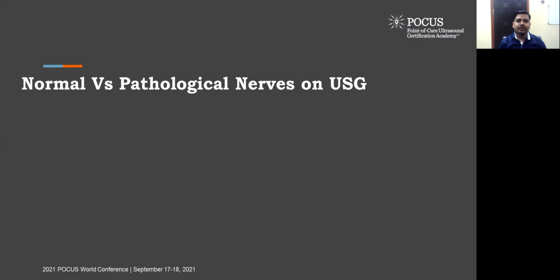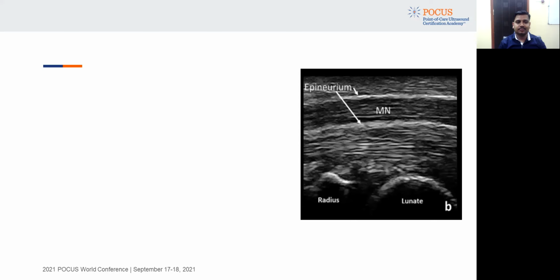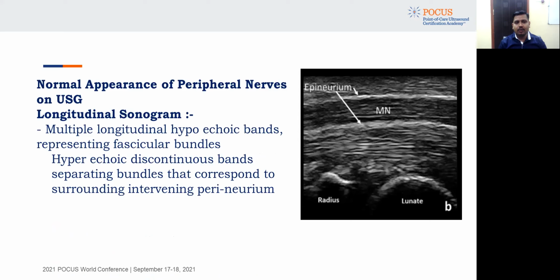So let's learn the appearance of normal versus pathological nerves on ultrasound. A normal peripheral nerve on longitudinal sonogram will show the peripheral-most continuous echogenic line, suggestive of the epineurium of the nerve. Towards the center, there are multiple hypoechoic bands surrounded by a discontinuous hyperechoic band. The hypoechoic bands represent the various nerve fascicles, while the discontinuous hyperechoic bands, or echogenic bands, represent the perineurium.